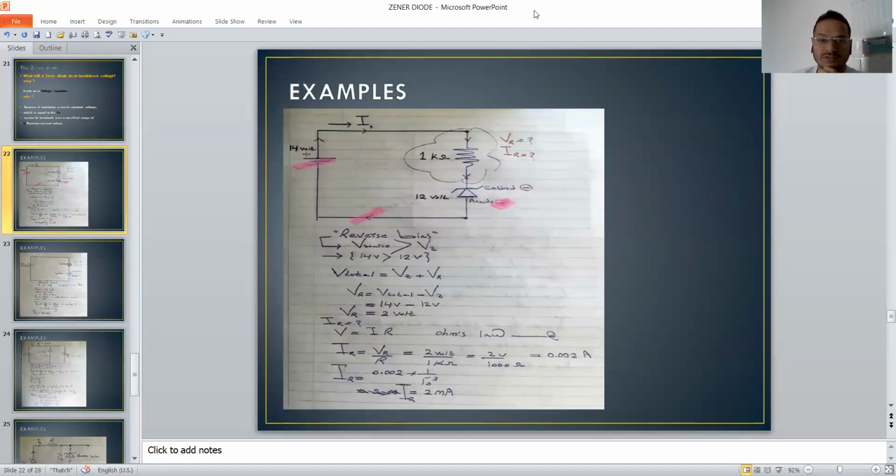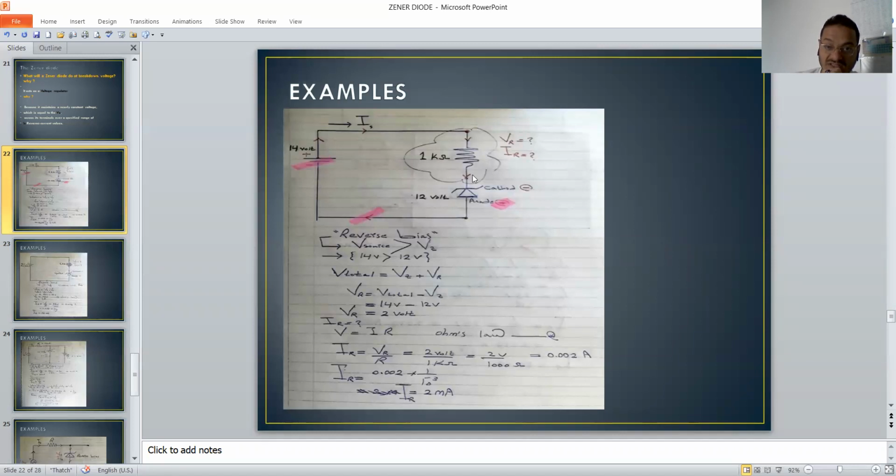Good evening, everyone. Today we will complete the last lecture. Let's complete the most information about the Zener diode. We will try to solve some examples to apply the important equation, the current equals the power divided by the Zener voltage. Let's start from this example.